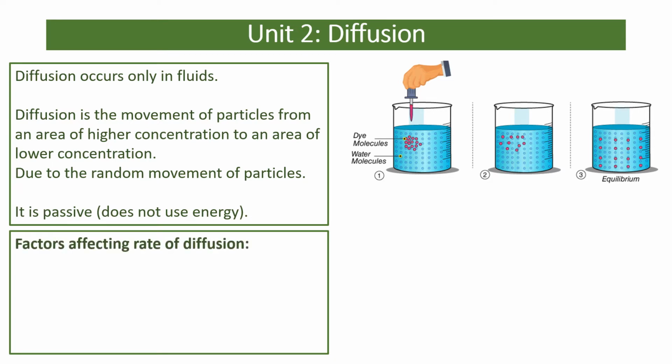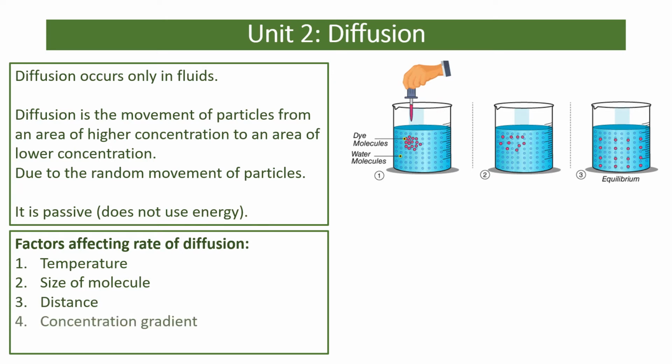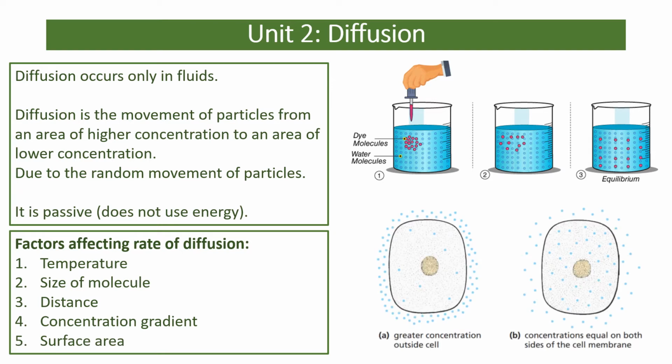Now, whilst we say it is passive, energy will obviously help, and therefore the things that can affect the rate of diffusion include temperature. The higher the temperature, the more energy the particles will have, and therefore the quicker they'll spread out. The size of the molecule: the smaller or lighter the molecule, the quicker it will spread out. The distance it's got to travel: obviously the shorter the diffusion distance, the quicker it will move there. The concentration gradient: if it goes from a really high level to a lower concentration, it will do it quicker than if it goes from a relatively low to a slightly lower concentration. And the surface area, which is why things like alveoli have a large surface area.